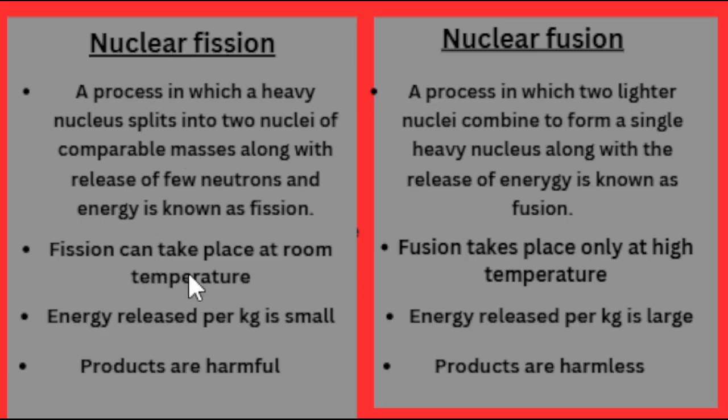Nuclear fission can take place at room temperature, whereas nuclear fusion takes place only at high temperature. In nuclear fission, energy released per kilogram is small, whereas in nuclear fusion, energy released per kilogram is large. In nuclear fission, products are harmful, and in nuclear fusion, products are harmless.